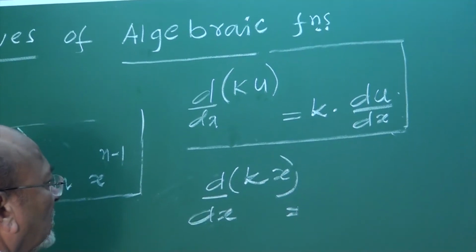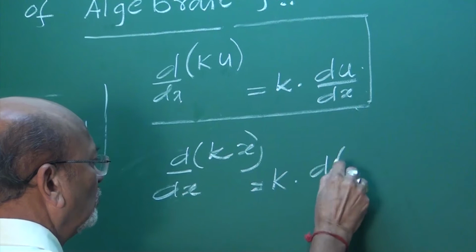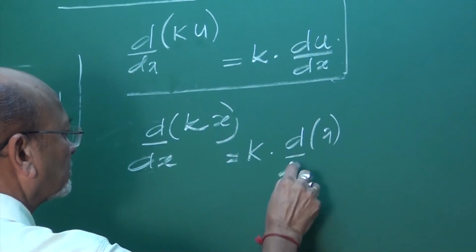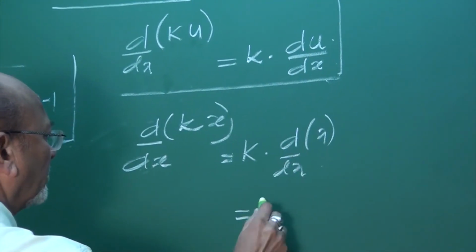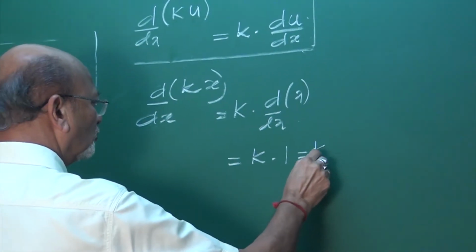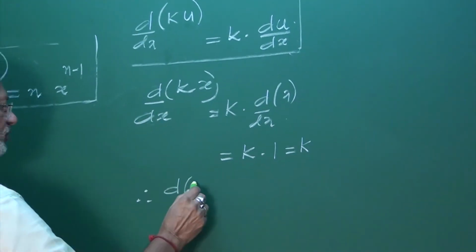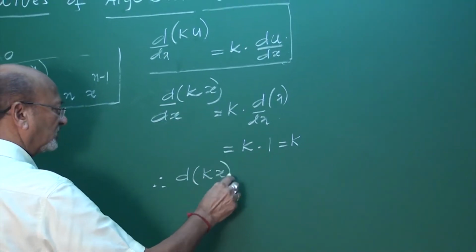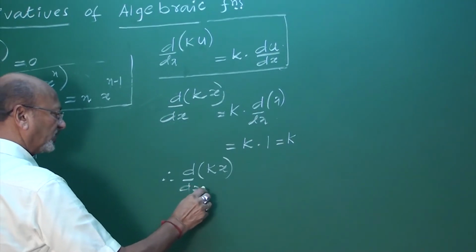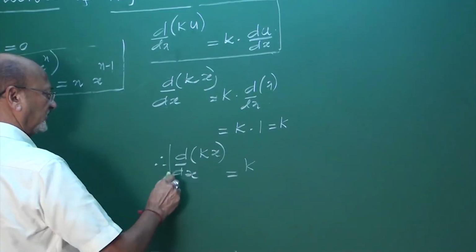The derivative of kx: I told you k is out, into the derivative of x with respect to x. What is this, my friend? k into the derivative of x, which is 1, so it is k. This is the tip, my friend: the derivative of kx with respect to x is k.